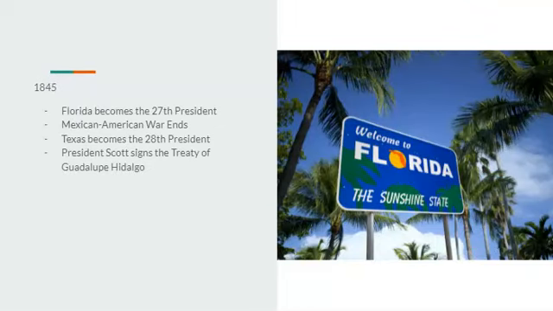This is also the year where the Mexican-American War ends, so it ends, I think, the same year it begins in real life, either that or ends a year before. Don't know off the top of my head. And Texas would become the 28th state from this, and President Scott would sign the Treaty of Guadalupe Hidalgo, which is the official end to the Mexican-American War.